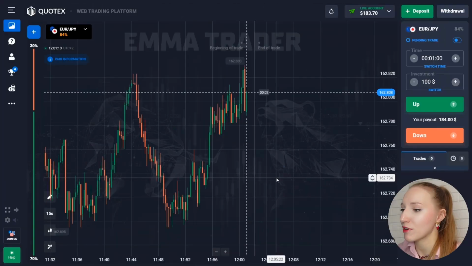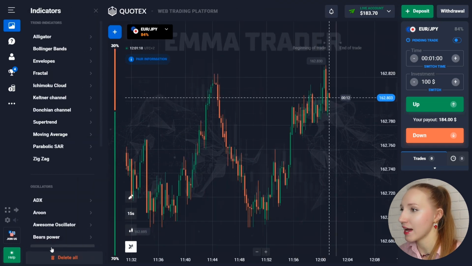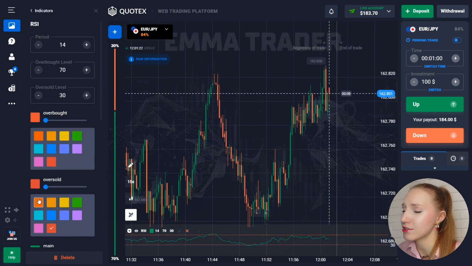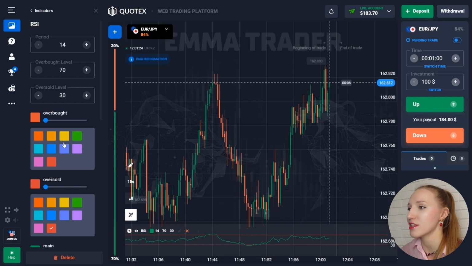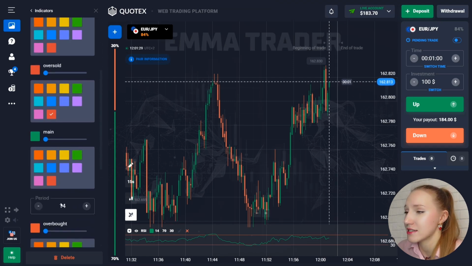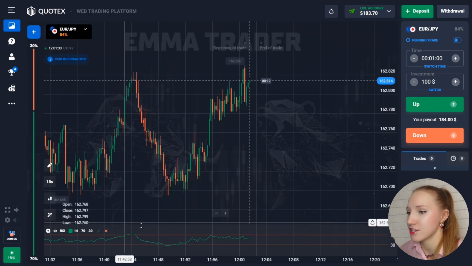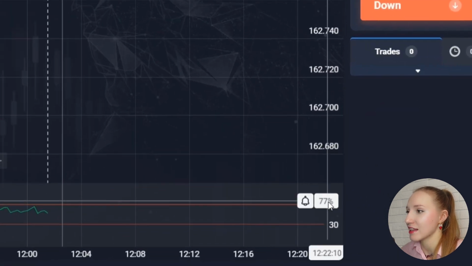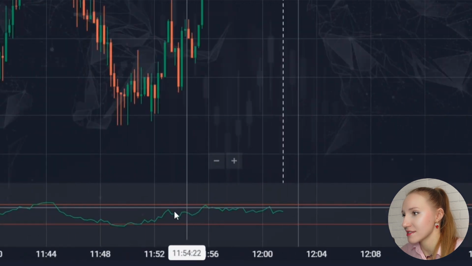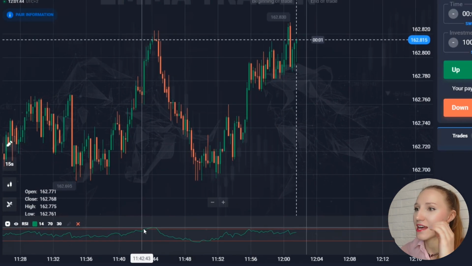So guys, before we start, we need to activate the RSI indicator. First of all, we need to click the button, and here you can see the list of indicators. You choose RSI. You don't need to change anything. All the settings are default. You can change the color if you want, and this is up to you. So the indicator is activated. It's under the chart. It has two horizontal lines at 70 and 30, the overbought and oversold zones, and the moving average between them.